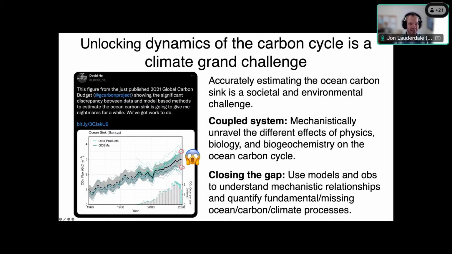Like this tweet that I used to motivate this talk, we've got a lot of work to do, and it causes some nightmares in some aspects of our work. The ocean carbon sink is a combination of different effects of the physics, the biology, and the biogeochemistry of the ocean carbon cycle. We need to mechanistically unravel those different dynamics and use observations and models to quantify the fundamental and missing processes in our models, and to try to close that gap.